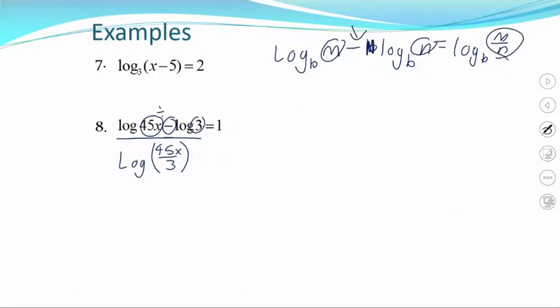Anyway, I've combined them on the left. I didn't do anything to the right side. It's still equal to 1. Also, though, I can simplify 45x divided by 3. Well, that's the same as 15x.